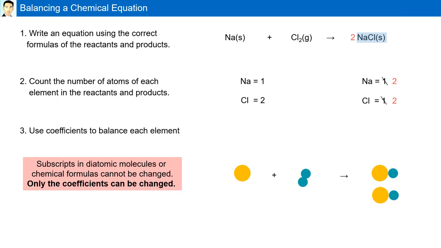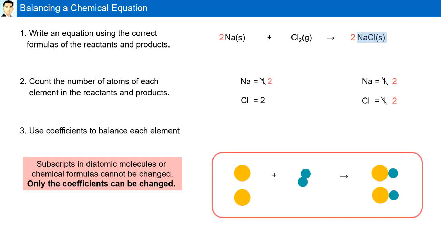Now looking at our atoms, we have more sodium on the product side than on the reactant side. Now we need to go back to the reactant side and change the coefficient in front of Na. We can add a 2 in front of Na, which now gives 2 sodium atoms on the reactant side. And the number of atoms on the reactant side and the product side are equal, and our balanced equation is 2Na plus Cl2 produces 2NaCl.